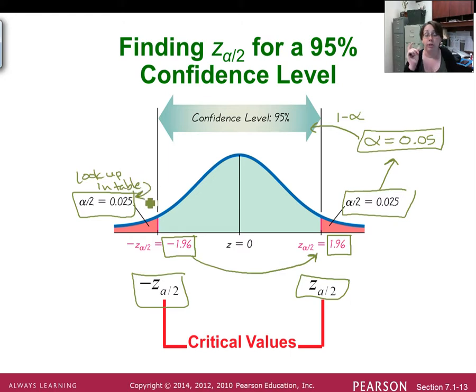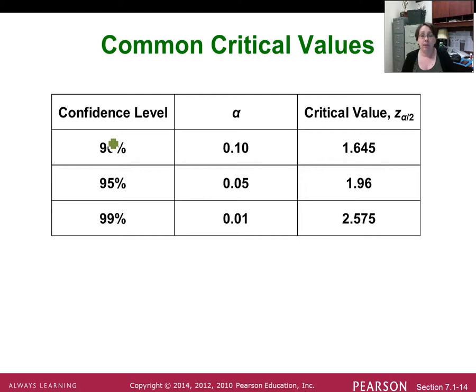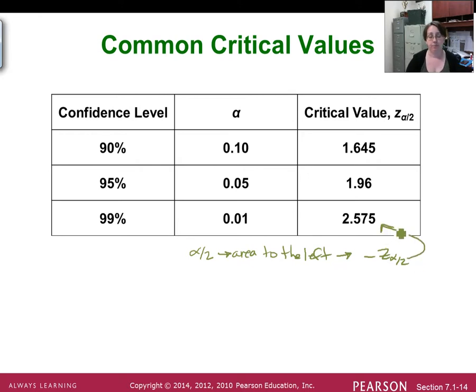Okay, remember, you look up in the middle of the table because that's an area, and you look at the edges to get your z-score. Okay? Now, these are the 3 most common confidence levels, and their corresponding alphas and critical values. So what you would do is divide by 2. Alpha divided by 2 is the area to the left, that would give you a negative z alpha divided by 2. Just change the sign and you'll get all these up above. Okay?